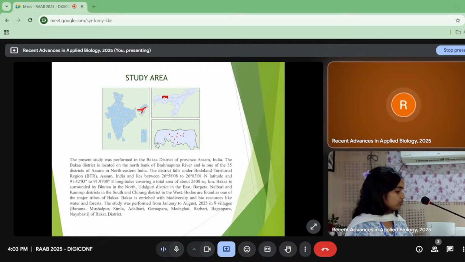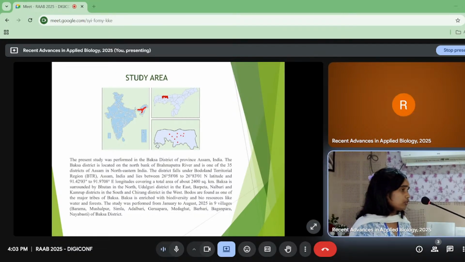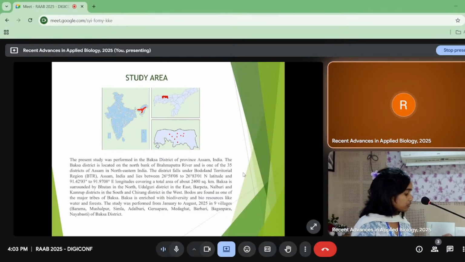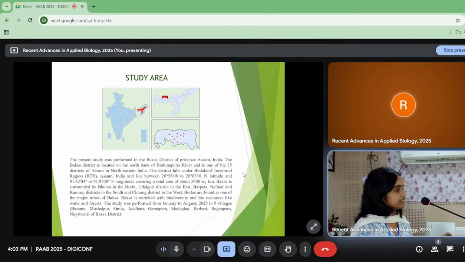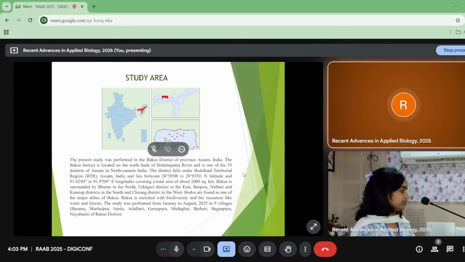So in this whole survey, we have found about 40 species of plants, but due to lack of time, it is not possible to discuss them all here. So we have chosen some specific plants that have high medicinal and aromatic value.